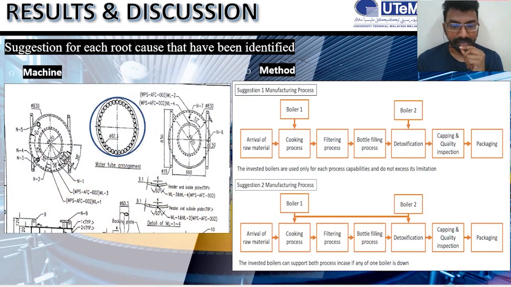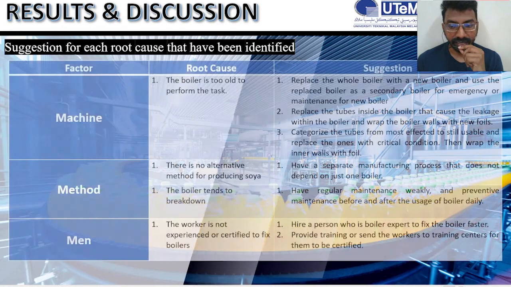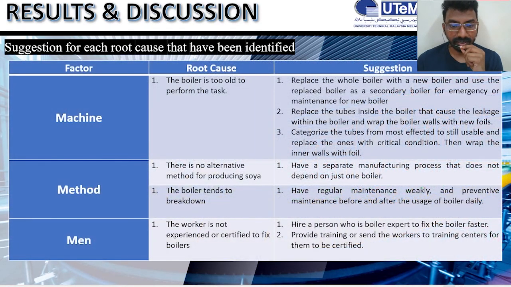It is either to have one boiler for one process or the boilers are connected to one another. In case one of them is down, the other can support the process. This is because the cooking and detoxification processes occur at different time phases. Hence, this is the usage of separate boilers at different times.